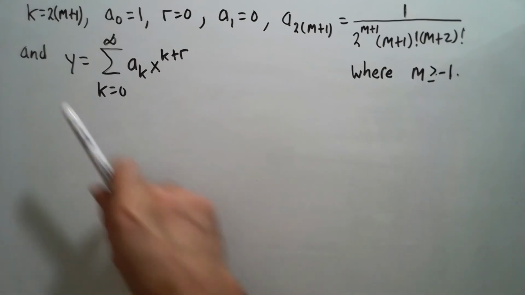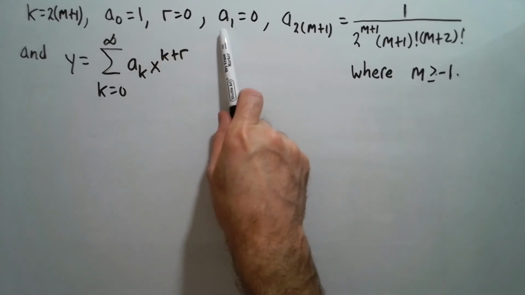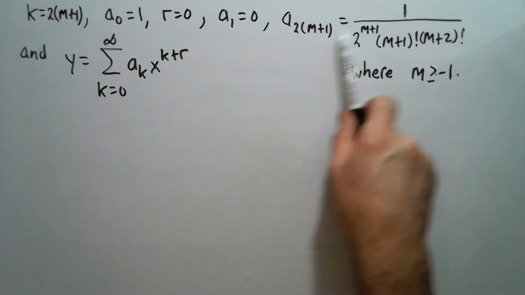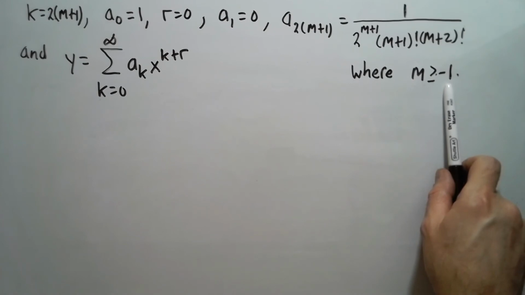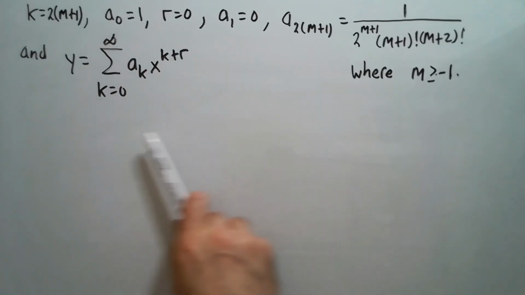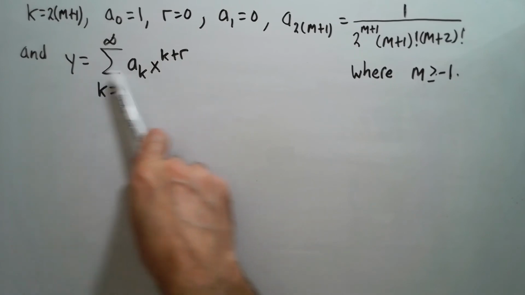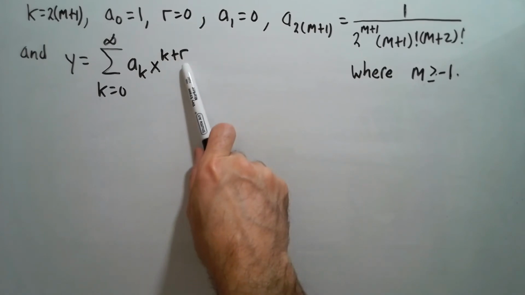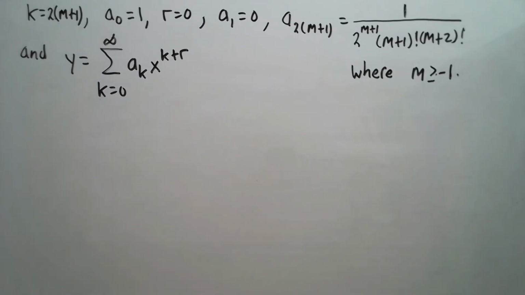Summarizing, we have k equals 2m plus 1, a0 is 1, r is 0, a1 is 0, and a2m plus 1 equals this guy here, where m is greater than or equal to minus 1. I'm using minus 1 here because if I put minus 1 up here, I get a0, which is 1. And if you go back to the very beginning in part 1, this is what we assumed the series looked like. So we found all the things now. We have r is 0, and we have this in place of k.